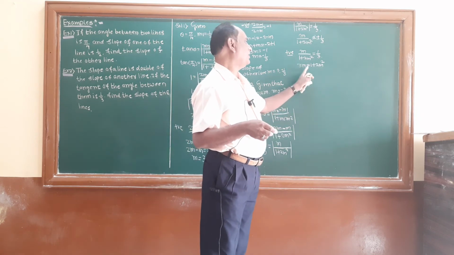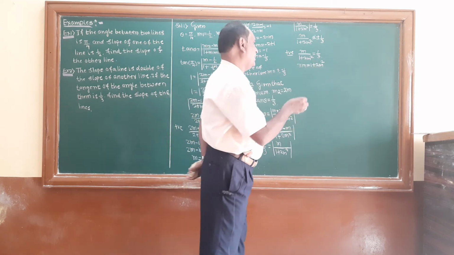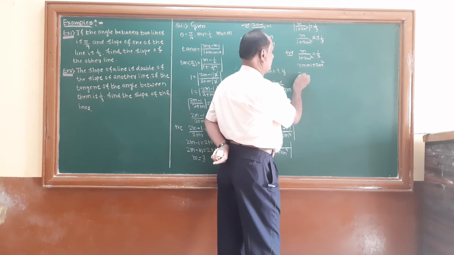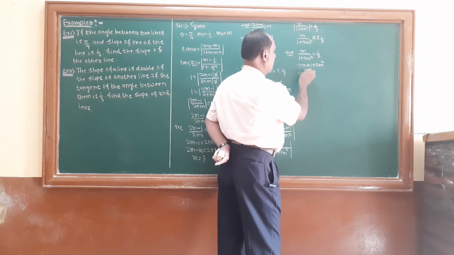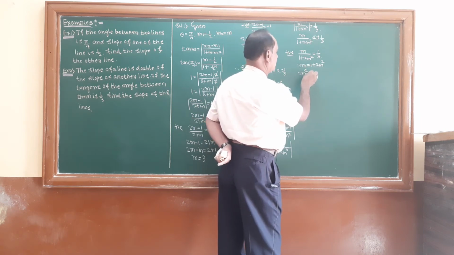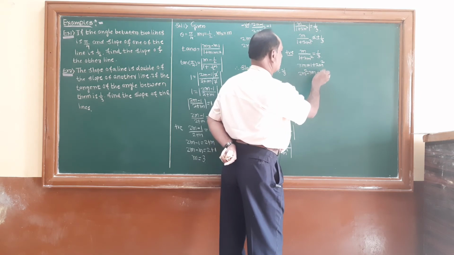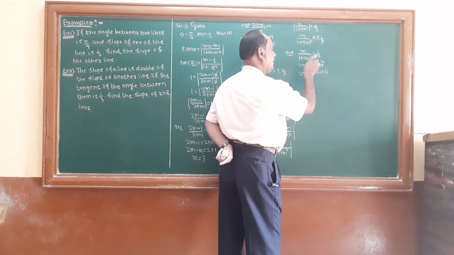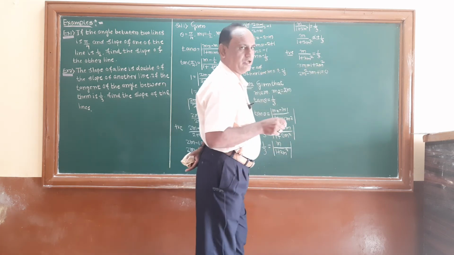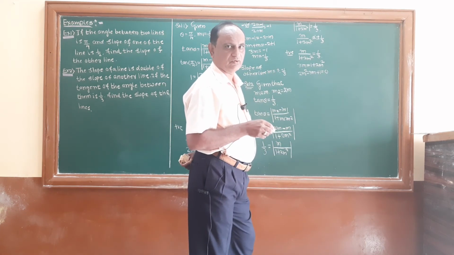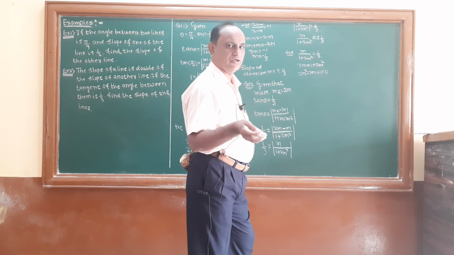How do we rearrange? Take everything to one side, that is very simple: 2m square, then bring this over, minus 3m, then plus 1 is equal to 0. So 2m square minus 3m plus 1 is equal to 0. If you are interested, you have to factorize.